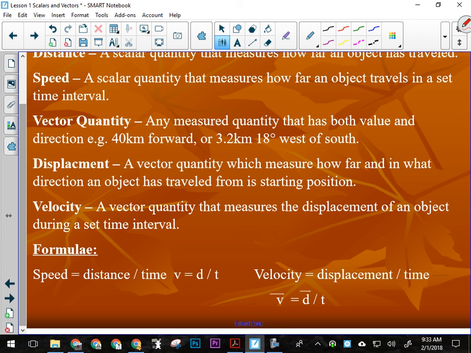So displacement is a vector quantity that measures how far and in what direction an object has traveled from its starting position. We could also write it more simply: it's the change in position, delta P. That's final position minus initial position, another way to calculate displacement. And then we said velocity is a vector quantity that measures the displacement of an object during a set time interval. So how fast are you changing your position?